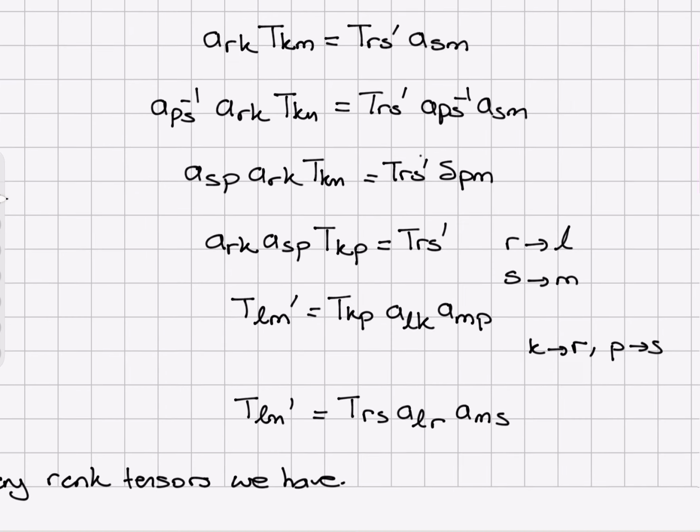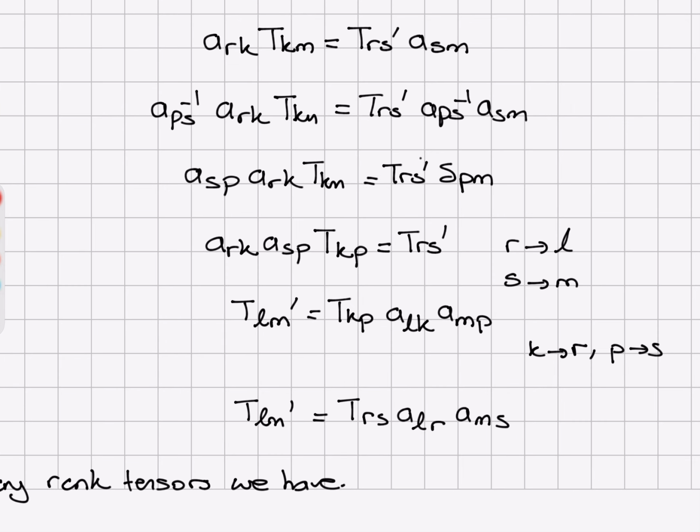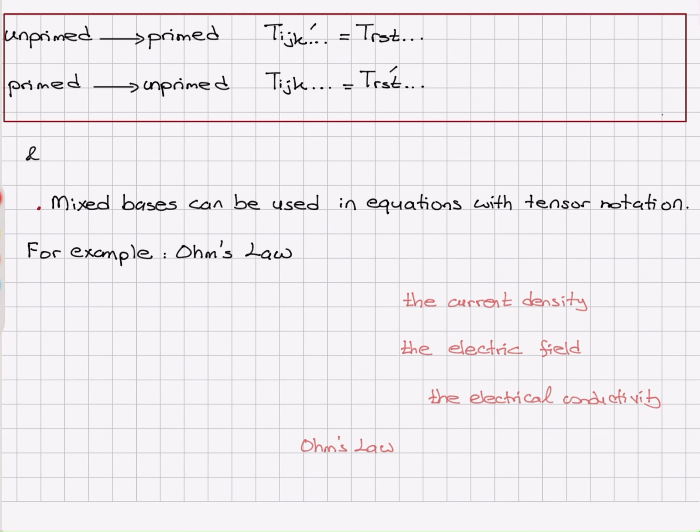Okay, now this is telling you that to go from the unprimed coordinate system to the primed coordinate system, I have the additions over the second indices of the transformation matrices.